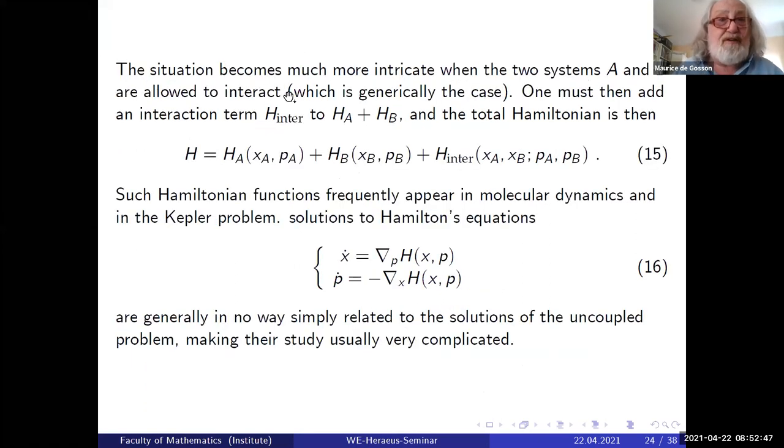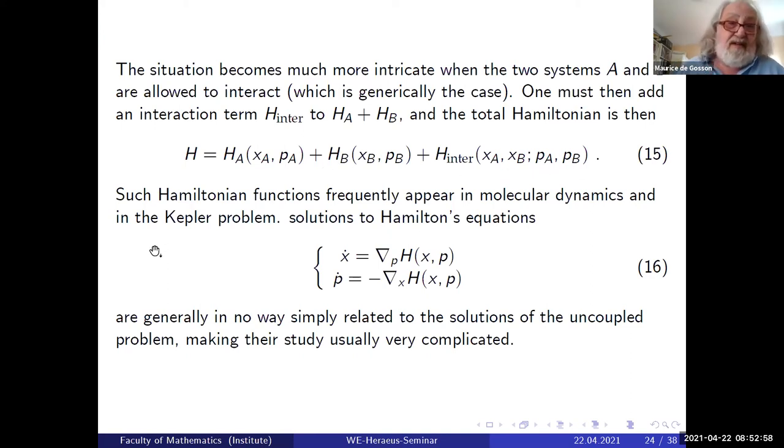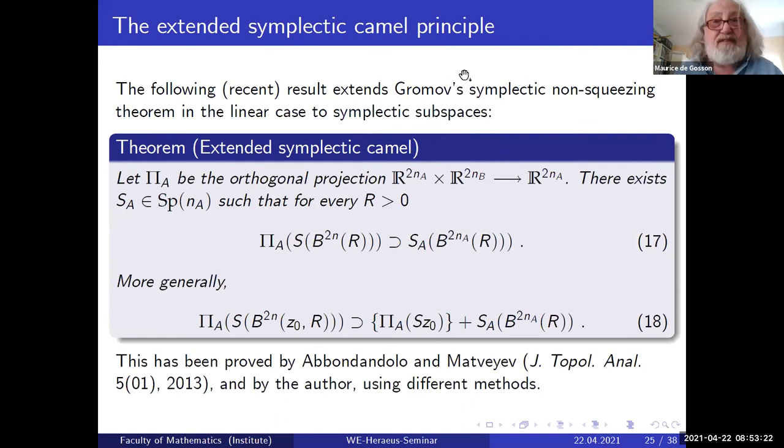But in the more general case, you have two systems A and B interacting. So the Hamiltonian will be H equal to H_A plus H_B plus an interaction part. Such Hamiltonian functions frequently appear in molecular dynamics, the Kepler problem, and so on. They are as difficult to solve as any Hamiltonian system is. It turns out that the solutions for H_A and those for H_B do not help us very much in finding the general solution. But something related to the semiclassical motion can be said.